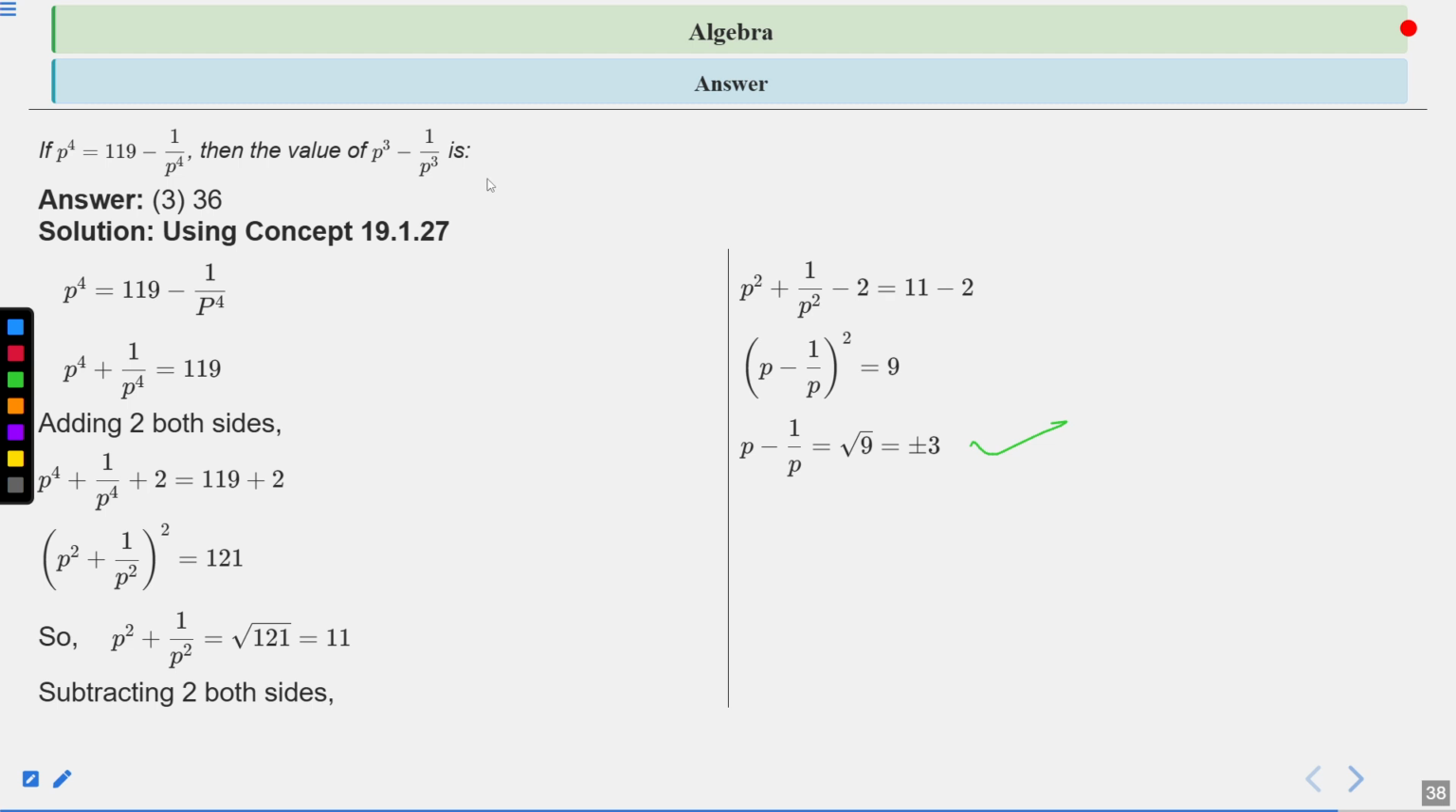Now we can calculate the value of p cube minus 1 upon p cube. So p cube minus 1 upon p cube is a cube plus 3a. We just put in the value. When we put the value, we get 3 cube plus 3 times 3. So it becomes 27 plus 9. When we add up, we get 36. So the third one is the correct answer of this question. Next one.